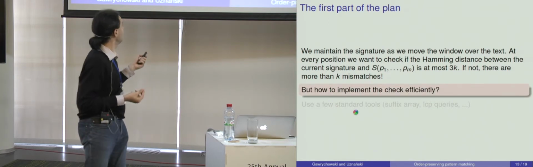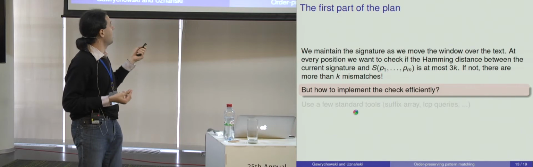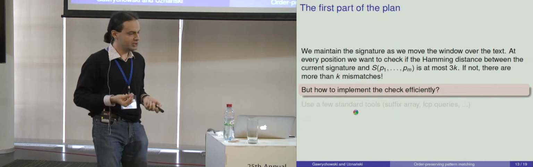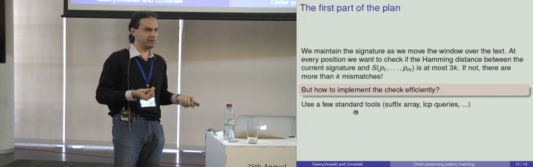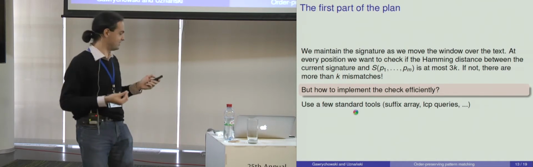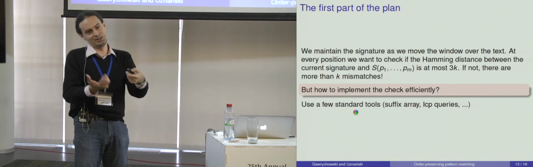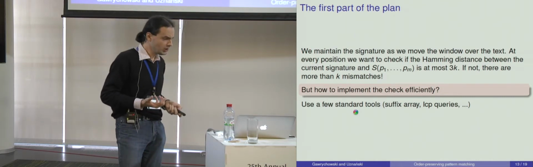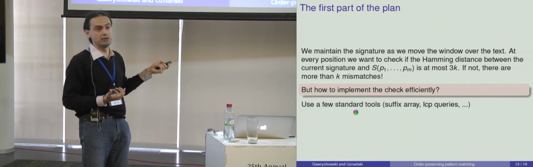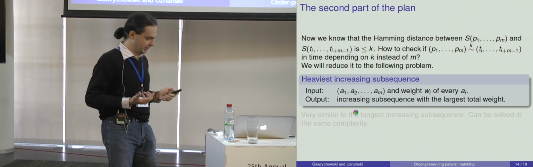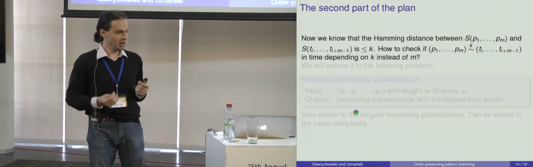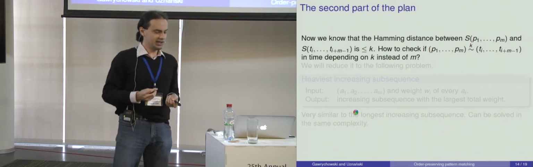But how do you do this check whether the Hamming distance between the signature and the signature of the pattern is at most 3k? So it turns out that this is kind of standard thing if you have suffix arrays, some LCP queries, and the kangaroo jumping, which was mentioned already. So the only difference is that now the signature of the fragment changes, so you have to be more dynamic, and that's kind of straightforward exercise. So you can maintain the signature and compute the Hamming distance in time O of k, essentially. So that's one thing. So in some cases, you are done, because the Hamming distance is too large, and you can continue.